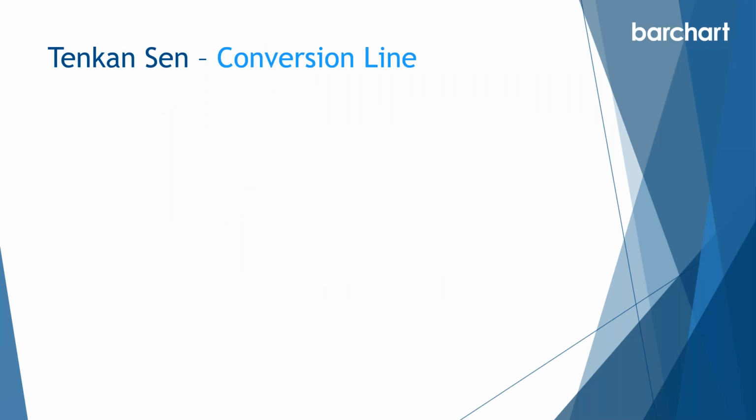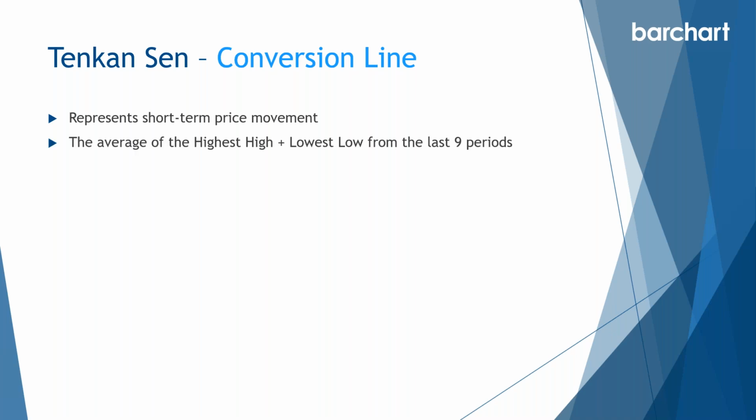So let's start off with the conversion line. The conversion line for us is going to represent the short-term price movement. The formula for this one is kind of unique in that it's the highest high and the lowest low from the last 9 periods. So this is unique because it represents a range of price. For instance, if I was using just a regular moving average, I might be using just the closing price.